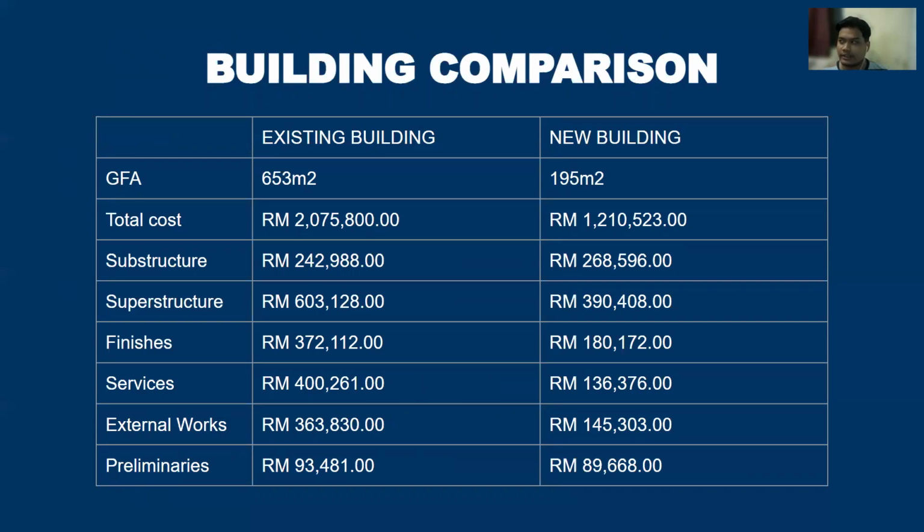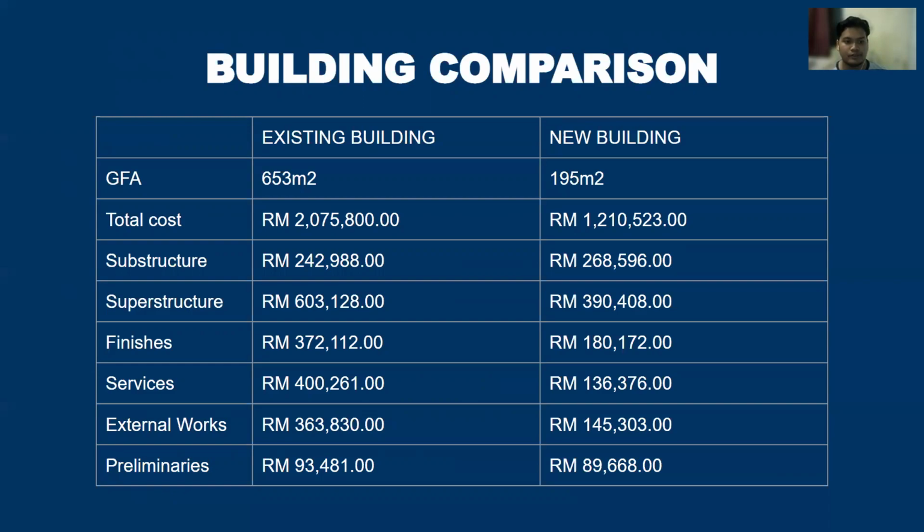From here, we can see that due to the duration of time and the fluctuation of material prices, for the price of half of the existing building, you can only get 200 meters square of a building from the price.